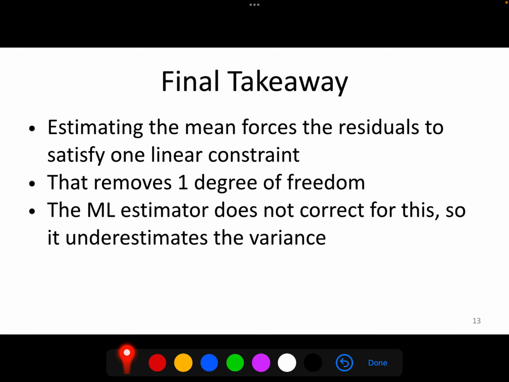So here is the final takeaway. Estimating the mean forces the residual to satisfy one linear constraint. That removes 1 degree of freedom. The ML estimator does not correct for this, so it underestimates the variance. And that, in geometry, probability, and intuition, is exactly why the ML variance estimator is biased.